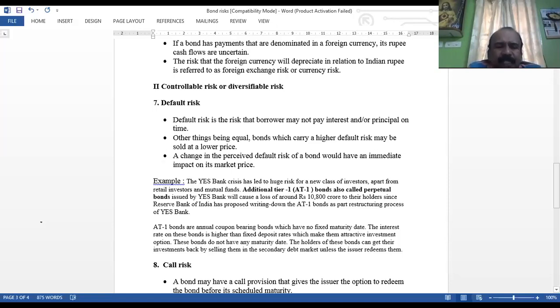The best example we can quote here is Yes Bank, which is in a bigger crisis now. State Bank of India is going to buy this particular Yes Bank. So I have quoted the Yes Bank example here.